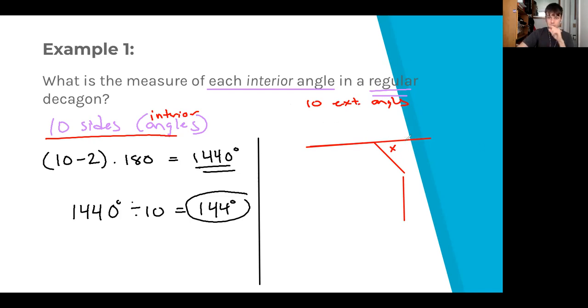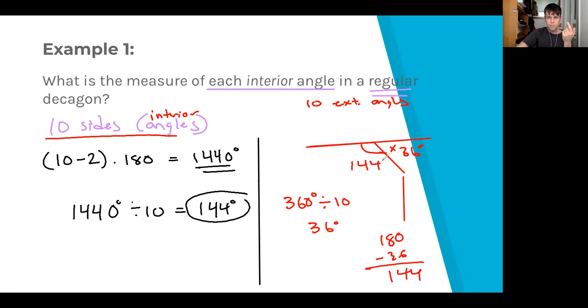And if it's regular, if the interior angles are all the same, the exterior angles will all be the same. So there's going to be 10 equal exterior angles. We know no matter what polygon, the exterior angles will add up to 360. Divide that by 10. That means each exterior angle is 36 degrees. Each exterior angle is a linear pair with each interior angle. 180 minus 36 gives me 144. I could figure this out this way as well.